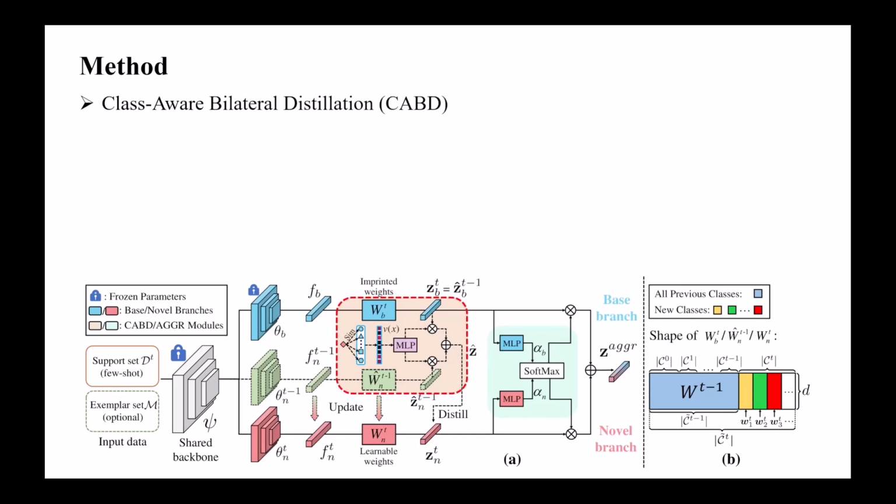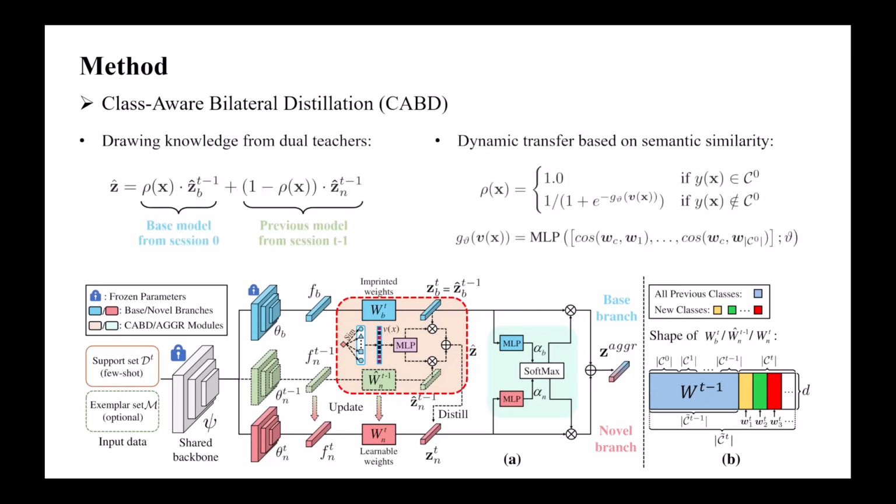Formally, in our proposed class-aware bilateral distillation, the guidance signal for distillation is an adaptive convex combination of two logits. One is the output from the base branch trained in session 0 to alleviate overfitting, and the other is the output from the novel branch trained in the last session to resist forgetting. Furthermore, the combination coefficient is learned in an end-to-end manner for adaptively controlling the extent of transferred generalizable knowledge from base to novel classes, conditioned on the class-aware semantic similarities.